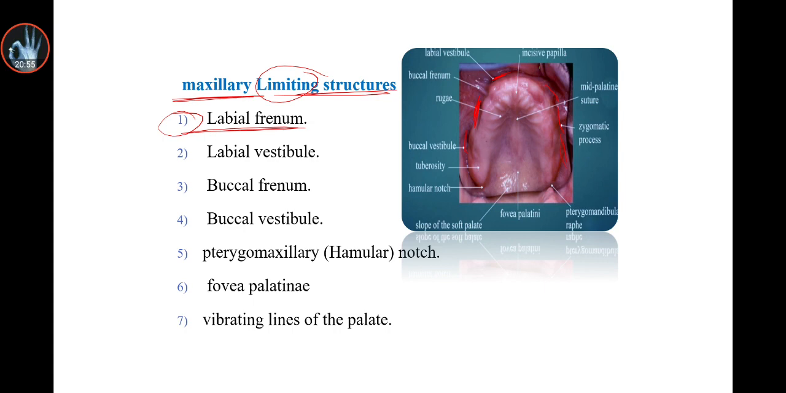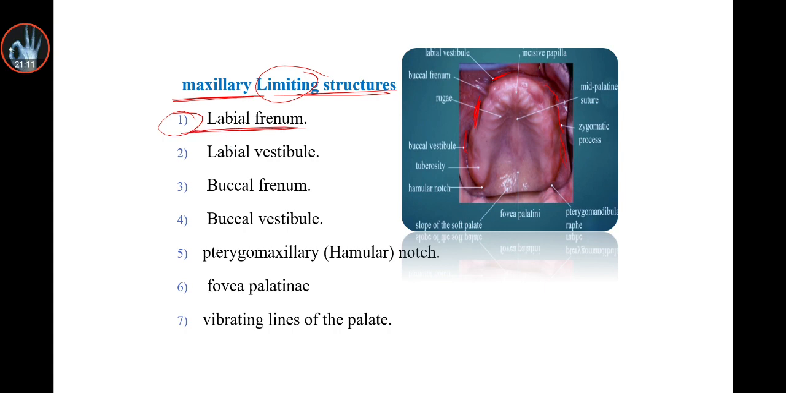Before we start, the maxillary limiting structure is the structure where the denture is ended or cut. يعني وين ما الطقم ينتهي أو يقص.